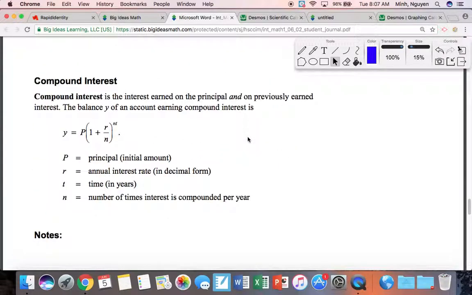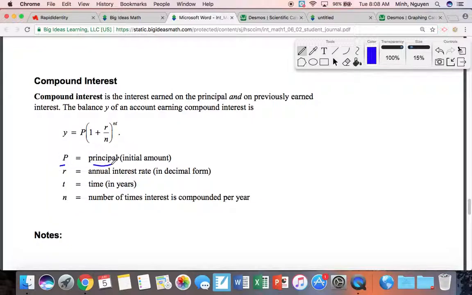So the last thing is compound interest. Compound interest is the interest earned on the principal and on previously earned interest. Compound interest is what they say is a big deal about your retirement or when you start saving money early, is that your money grows, and while it's growing, it also grows with the amount that it grew by. So a lot of growing essentially.